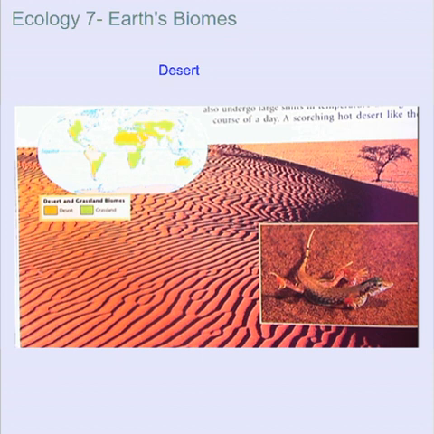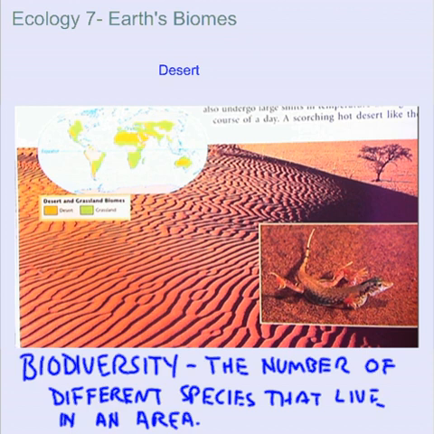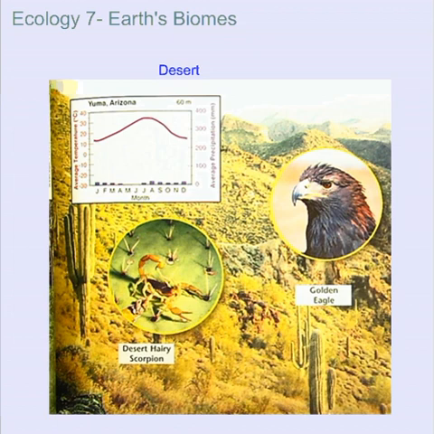Notice how much lower the biodiversity is here in the desert. The last biomes we were looking at, the rainforests, have the highest biodiversity on land. The desert has one of the lowest. Biodiversity is the number of different species that live in an area, all the different organisms. Again, very high in a rainforest, very low in a desert. Here's a desert in the United States. This is Yuma, Arizona. Once again, we see very high temperatures, but very low rainfall.